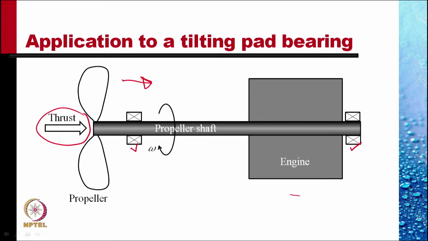And this would need a restraining device while the propeller is running. And this is provided by what is called a thrust bearing. This is the thrust bearing, which permits the shaft to rotate easily with very low friction while resisting the axial force.